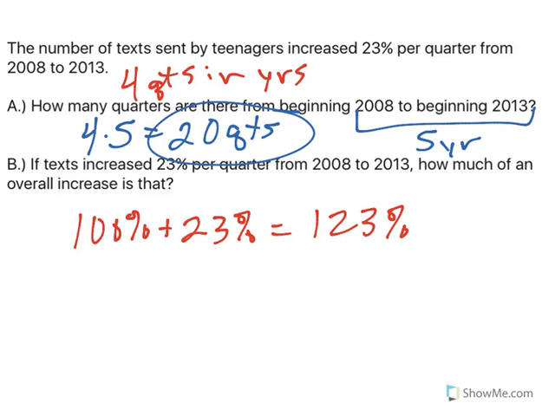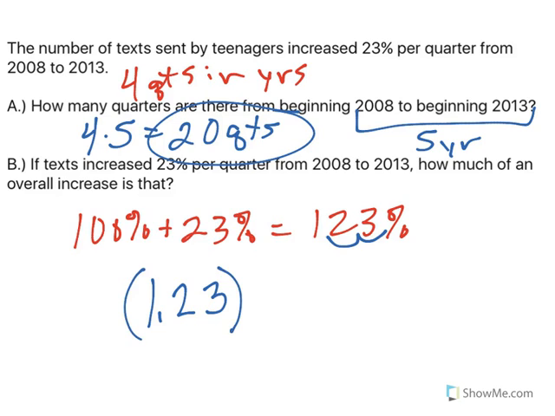Okay, but we're playing with numbers and you can't play with percents. So we take this percent, we move our decimal, and we're at 1.23. That's kind of our increase per quarter. Well, how many quarters do we have? 20. Okay, and we're not going to multiply by 20. That doesn't make sense. But it's compounded.